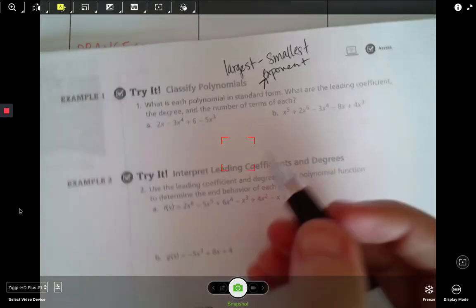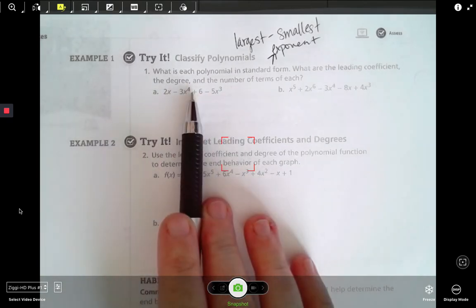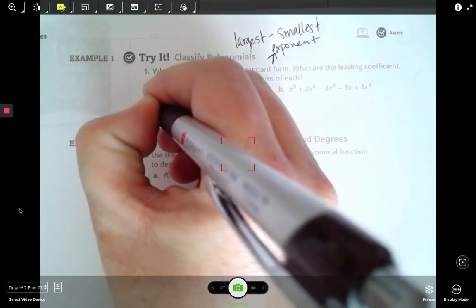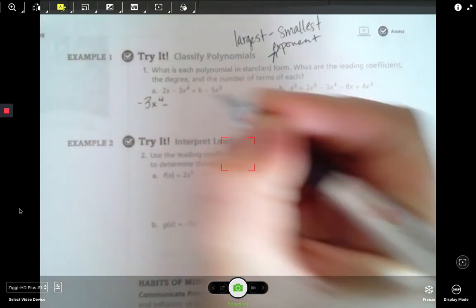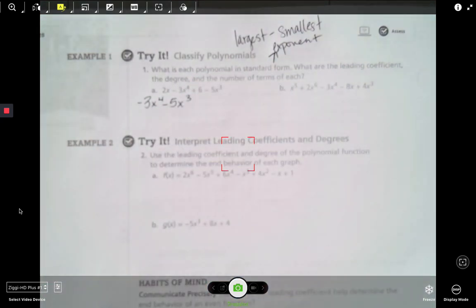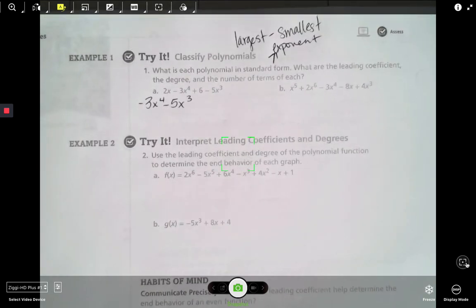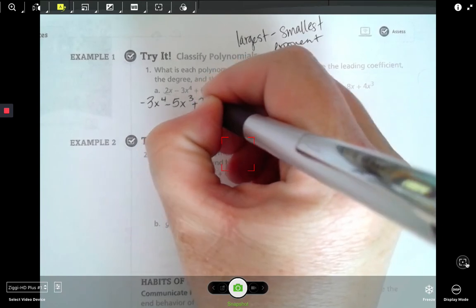All right, starting in standard form. What's my largest exponent I have out of these numbers? X to the fourth. So we're going to start with negative 3x to the fourth power. What would I write next? Minus what? Yep, minus 5x to the third. Do I have anything that's squared? No, so I don't have anything for the squared. Do I have any x that's raised to the first power? 2x, right? So plus 2x.